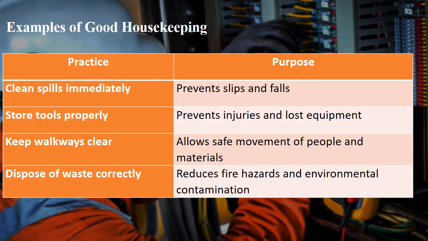Examples of good housekeeping practices: clean spills immediately. If there is a spill of chemical or water or whatever it is, clean it to prevent slips and falls. If there is a spill, then we can slip on that spill and fall. Store tools properly to prevent injuries and lost equipment. Keep walkways clear to allow a safe environment for people and materials. The walkway or passage must be clear.